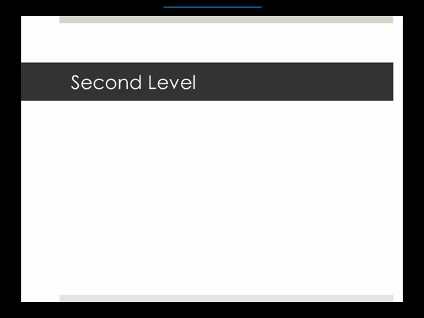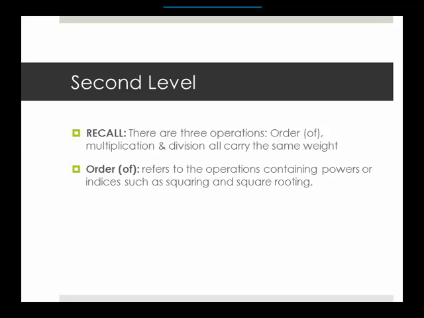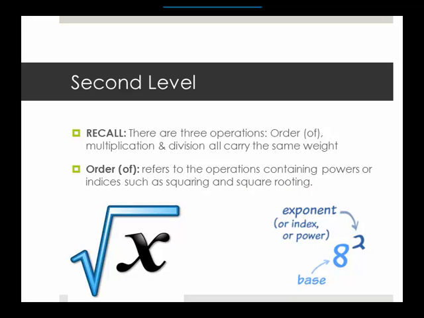The second level may be carried out first when there are no brackets, but always follow the steps, so double check if there are any brackets. Recall that there are 3 operations in the second level, and because they are all in the same level, the order in which you do the calculation does not matter. One of the most confusing terms in BODMAS is order or of. What this refers to is the operations containing powers or indices such as squaring or square rooting.